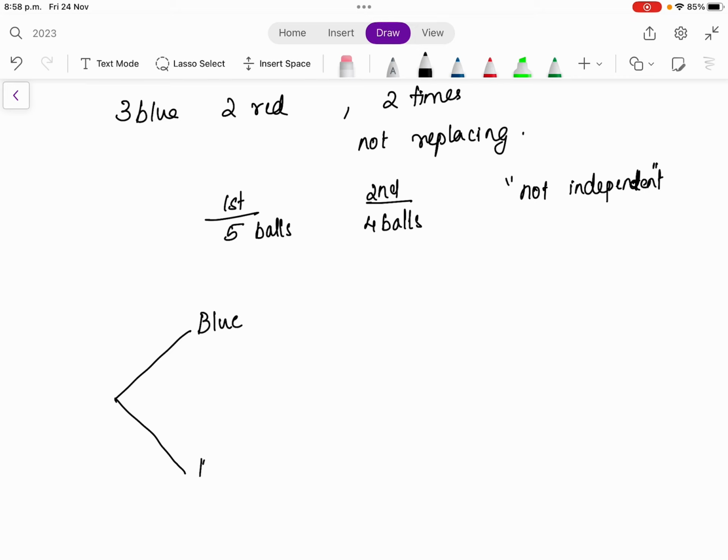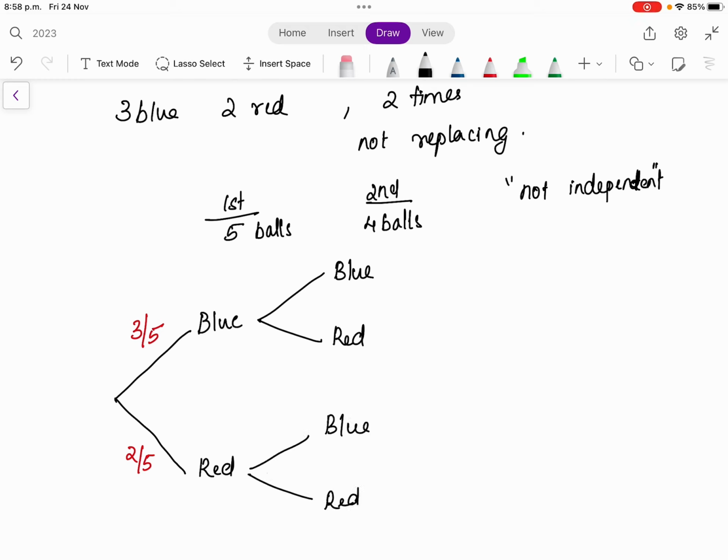So I have a blue here, I have red here. In the first case, the probability is simple. It is 3 over 5, and this is 2 over 5. Okay, and for the second row, you have blue and red here. Again, you have blue and red here.